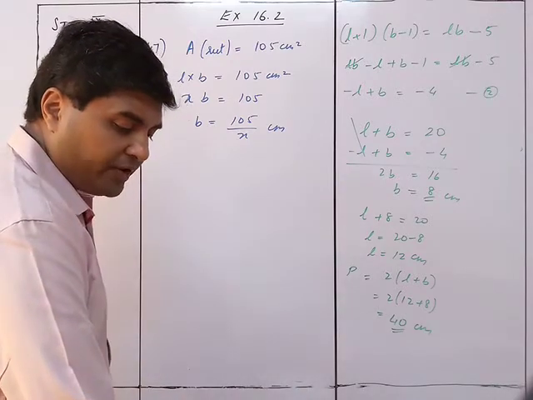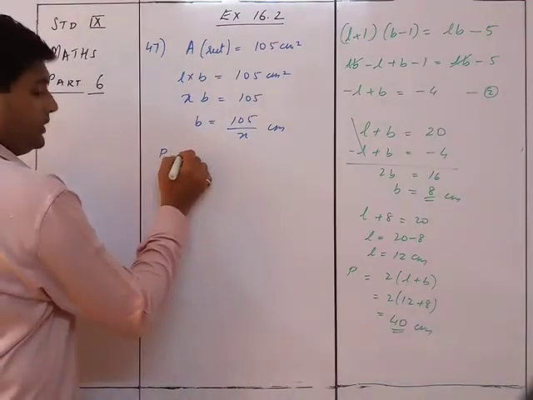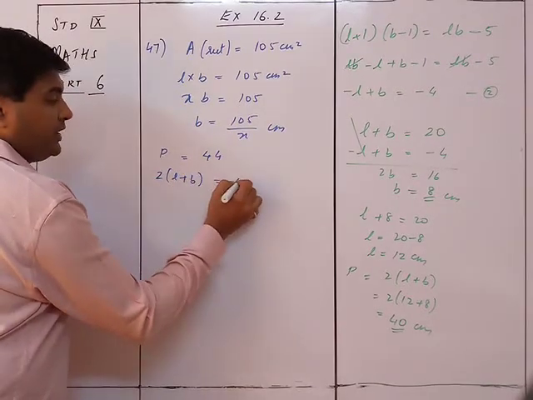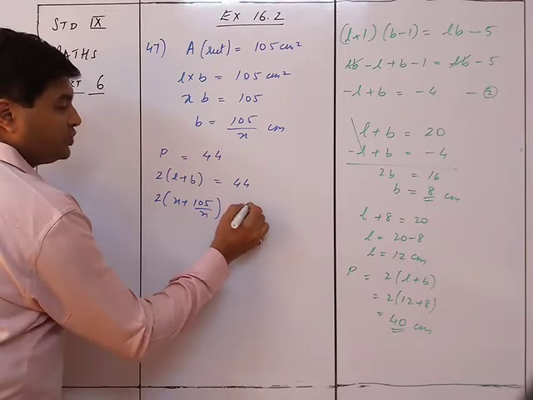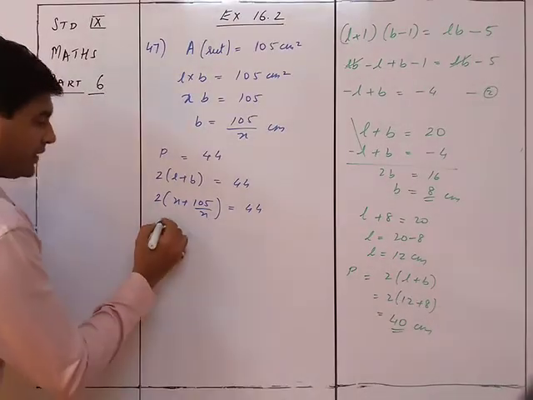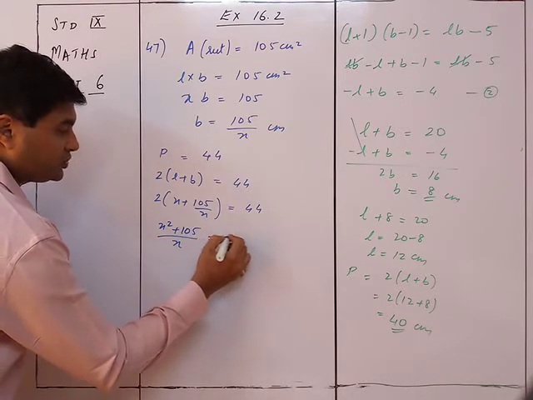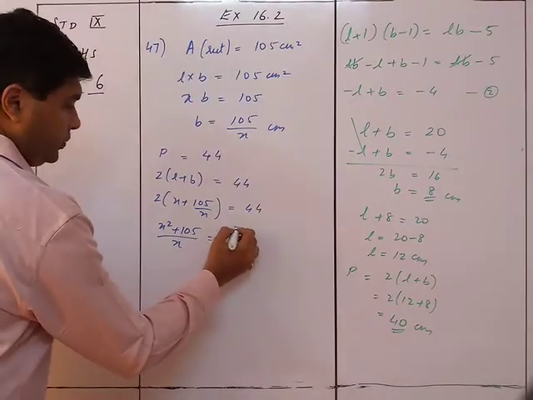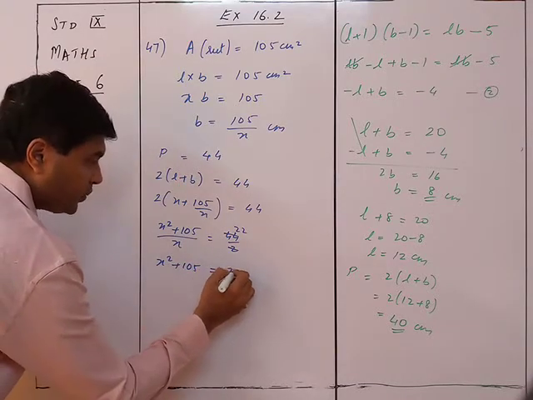Given that its perimeter is 44, write out the equation in x and solve it to determine the dimensions. So now we know the perimeter is given as 44. So we know that 2 times (L plus B) is equal to 44. So we know that 2 times (x plus 105 upon x) is equal to 44. Okay, this is the equation they want in terms of x. So you take the 2 over here, you get x plus 105 upon x is equal to 44 upon 2. So that is going to be 22. Bring the x over here. So x square plus 105 is equal to 22x.